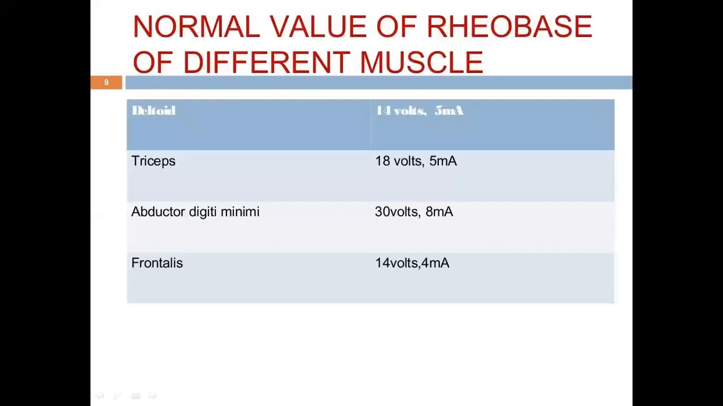Now you can see the normal value of rheobase of different muscles. In deltoid, it is 14 volts to 5 milliamperes. In triceps, it is 18 volts to 5 milliamperes. In adductor digiti minimi, it is 13 volts and 8 milliamperes. At frontalis, it is 40 volts and 4 milliamperes.